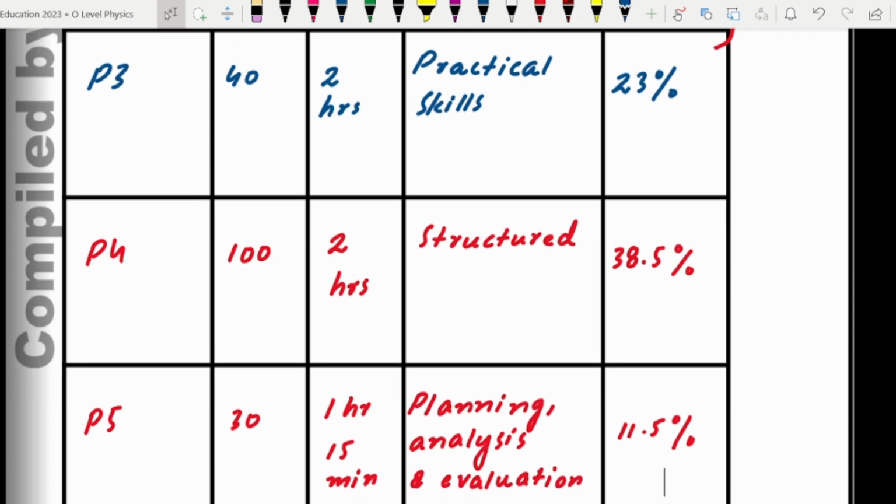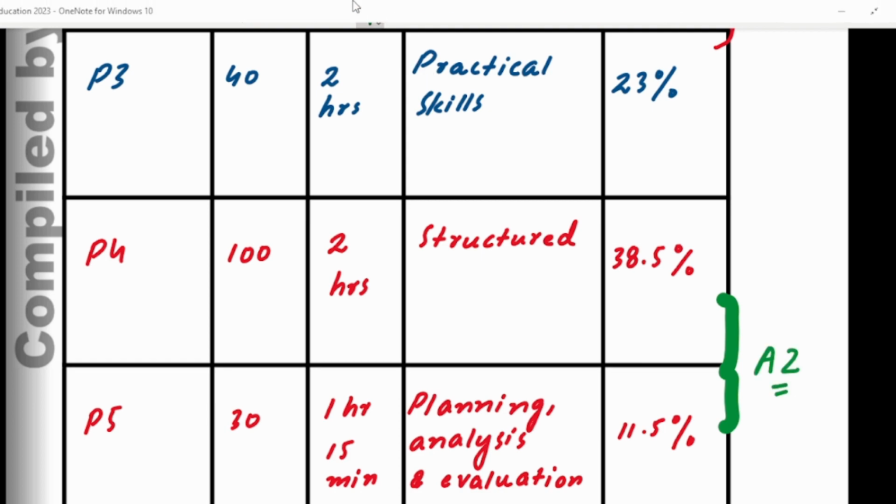AS has 50% weightage in the final grade that you receive after 2 years, after A2. In that final grade, 50% comes from your AS, and 50% is determined by your performance in A2 physics. So this is the second part we have for A2.